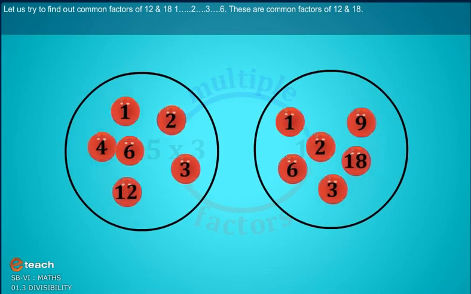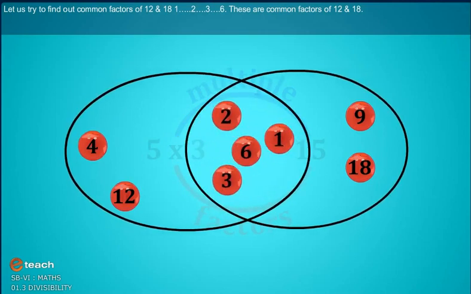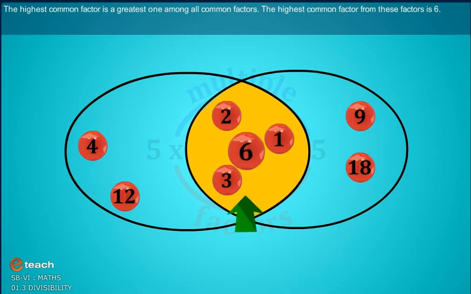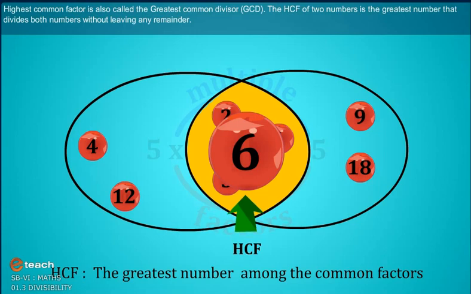Let us try to find out common factors of 12 and 18. 1, 2, 3, 6. These are common factors of 12 and 18. The highest common factor is the greatest one among all common factors. The highest common factor from these factors is 6. Highest common factor is also called the greatest common divisor, that is GCD. The HCF of two numbers is the greatest number that divides both numbers without leaving any remainder.